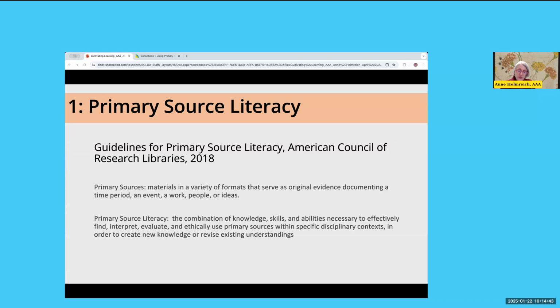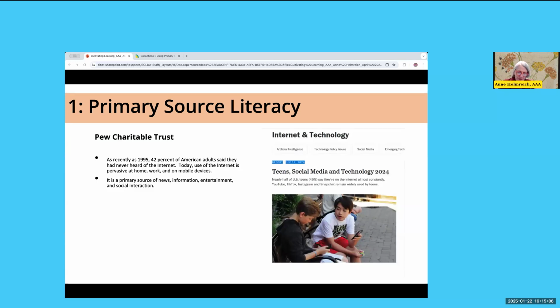And the goal is to create new knowledge or revise existing understanding. So really helping our students maybe question assumptions or reach new conclusions on their own, using these primary sources as building blocks. So this is primary source literacy. Sounds fancy, but again, I think it's probably something all of you are already doing. Philippa, do you want to go ahead?